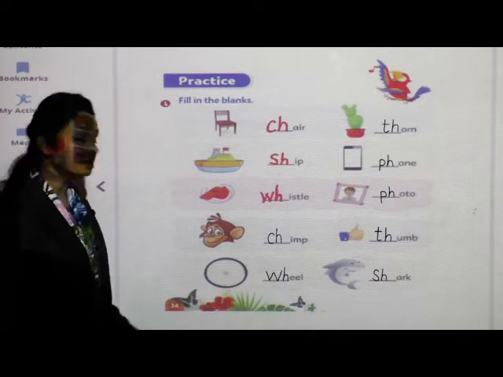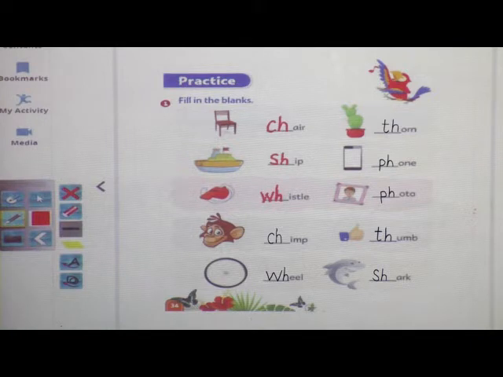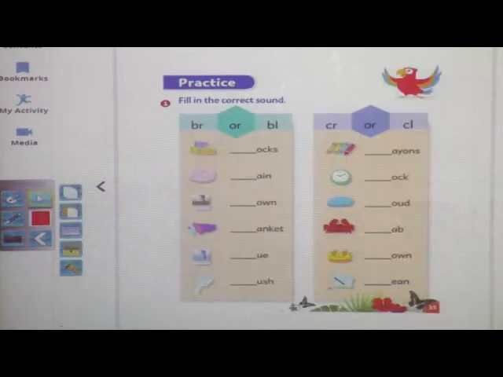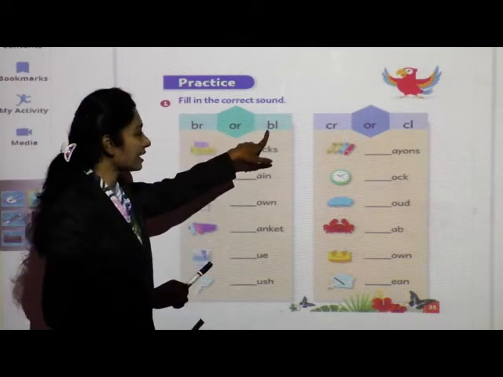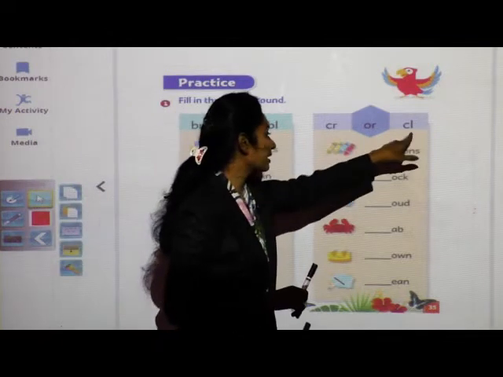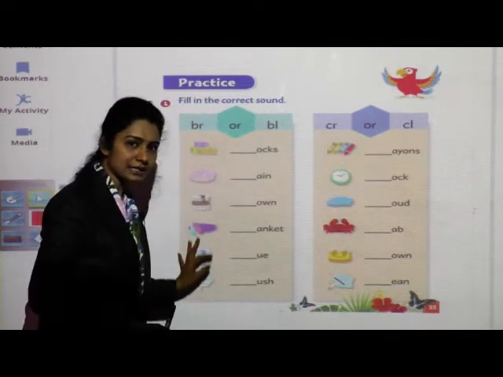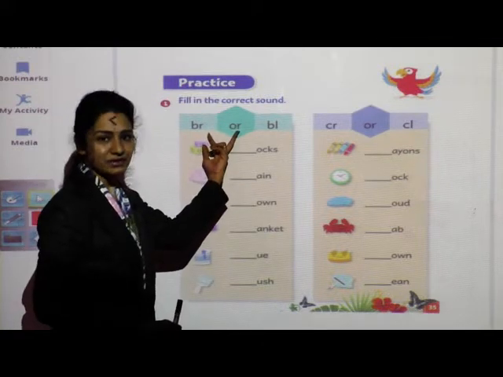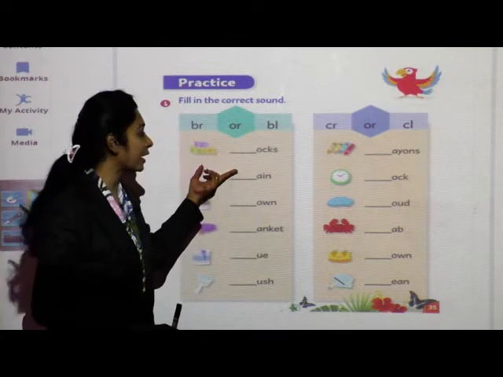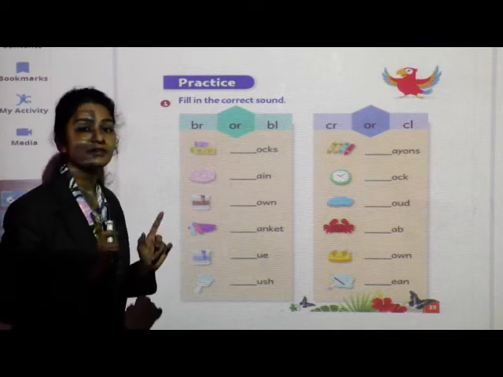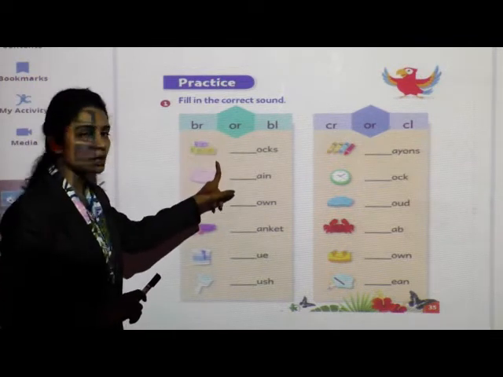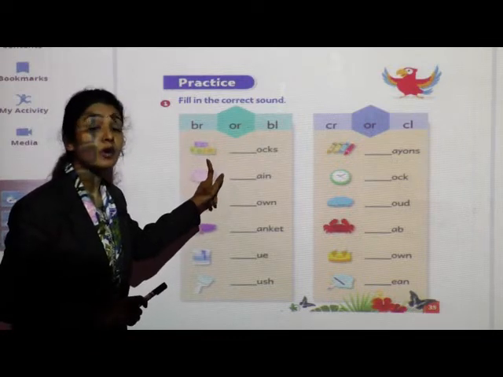Now come to page number 35. Okay. So children, if you will see, here also one practice sheet is there. And what is this? Fill in the correct sound. Children, if you will see, here already digraphs are given. Only we have to recognize it, and whichever digraph is related to this picture, we are going to write over here. Okay, now you have to recognize, use your logic, observe neatly. Tell me, which picture is this? This is a what? Blocks.